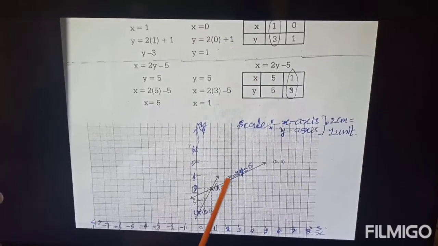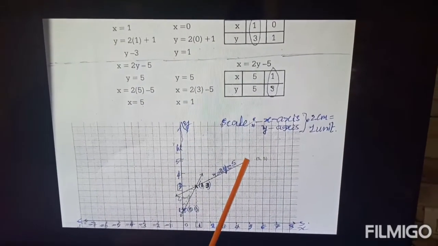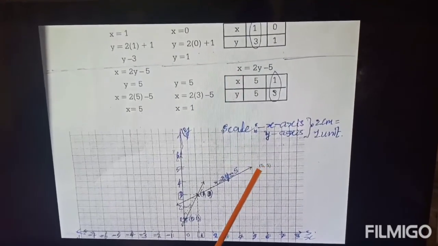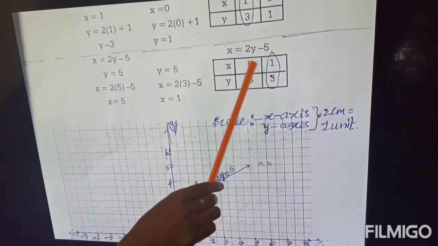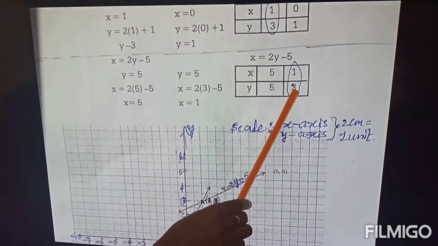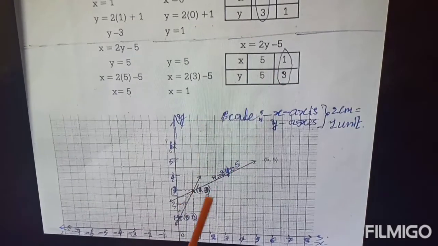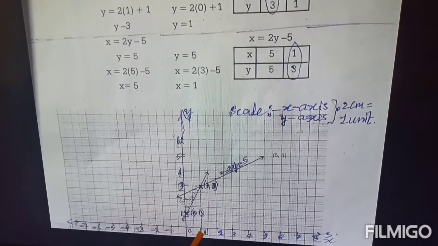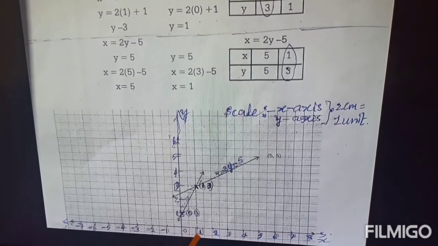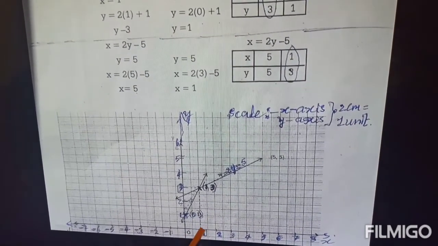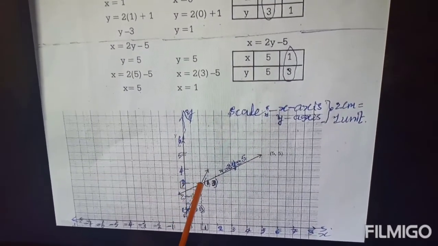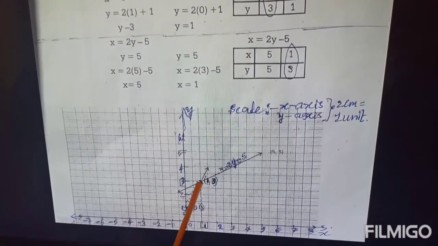On x axis and 5 on y axis both intersect on this point, 5 comma 5. Okay. Next point from the second equation is 1 comma 3. X is 1, y is 3. X is 1, this point. Right side from 0, this is 1 on x axis and 3 on y axis. This is 3. Both are intersecting here.